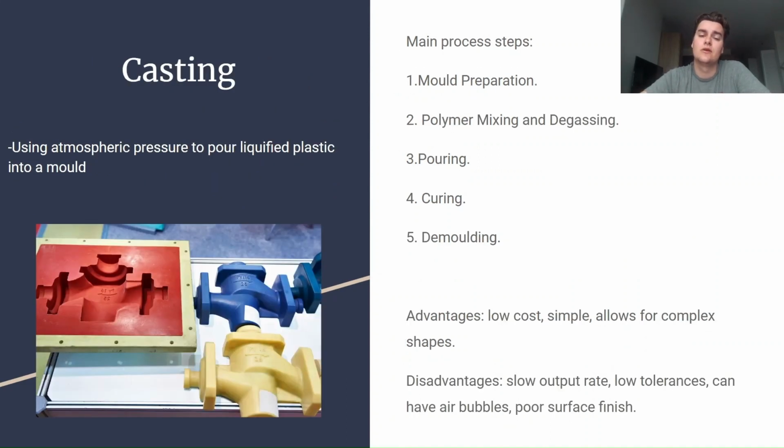Casting is a process where a plastic is liquefied, usually mixed with another chemical to help it liquefy, and then poured into a mold so that it would conform to that shape. The main process steps are mold preparation, where the mold, just like in thermoforming, is usually covered with a release agent. The polymer is mixed with the chemicals and it's degassed using a vacuum to remove air bubbles, and then it's poured into the mold. It's allowed to cure and is demolded.